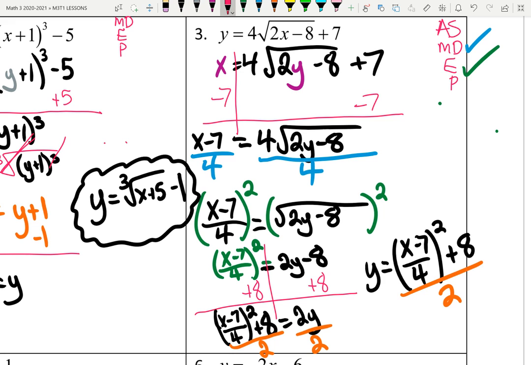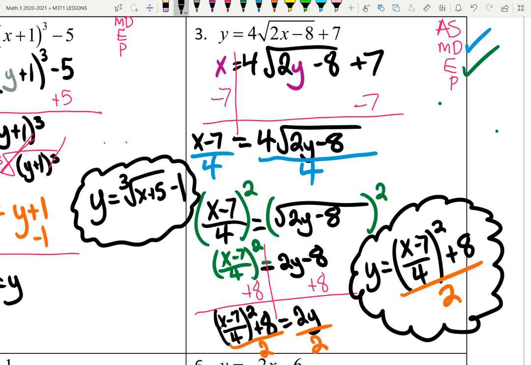Even though this is a complicated equation, is the y by itself? Yes. Mission accomplished.